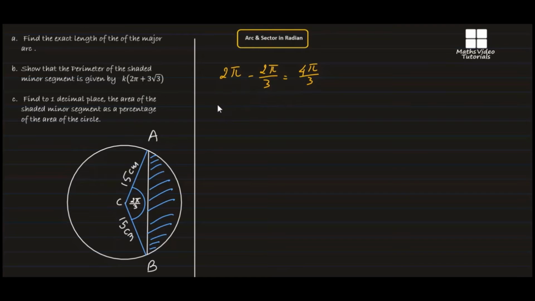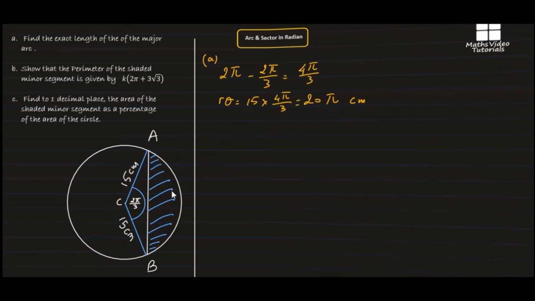The formula for the arc length is r theta. So that's going to be r is 15 times the major angle, 4 pi over 3, and that gives us 20 pi. We need to give it as exact. That's what it says here, exact length. So we need to keep it in terms of pi. And the unit, of course, is centimeters. So that's part A completed.